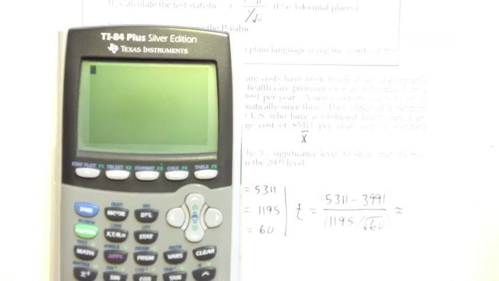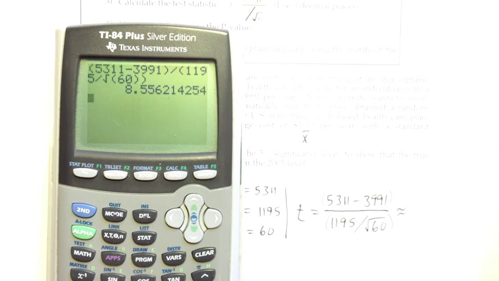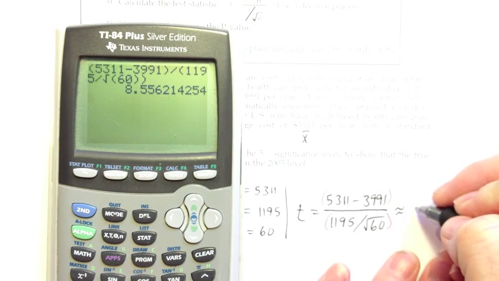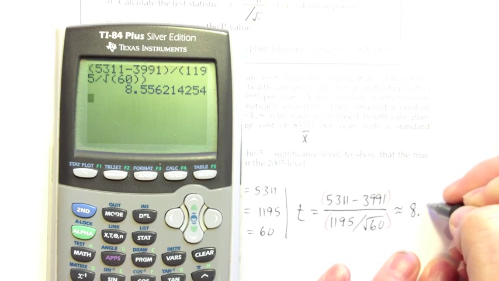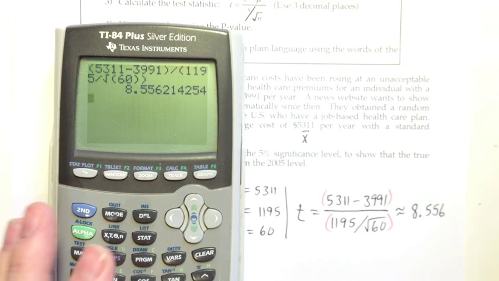So again, remembering those parentheses around the numerator, so 5311 minus 3991, and then end those parentheses, divide and start new parentheses for the denominator, 1195 divided by the square root of 60, and then end the parentheses. So I thought that was a big difference, and the math is coming out that way. I'm getting 8.556. So a couple things to point out here.